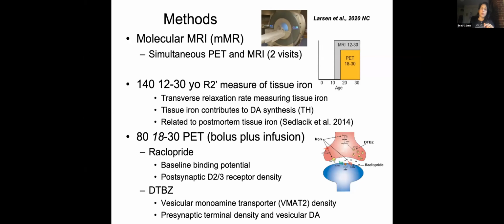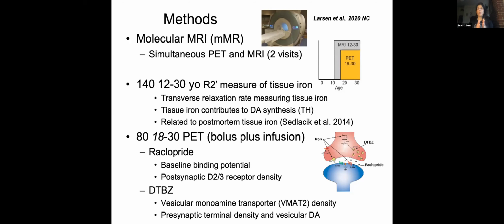Using PET in pediatric populations is difficult. It's not impossible, but it is difficult to do. So what we did was the following. We had a cohort of 12 to 30-year-old subjects. For these subjects, we did a bunch of MRI acquisitions, including R2', which is specific to being able to measure tissue iron. We could have used QSM, but that's a lot longer, and R2' seemed to work very nicely.